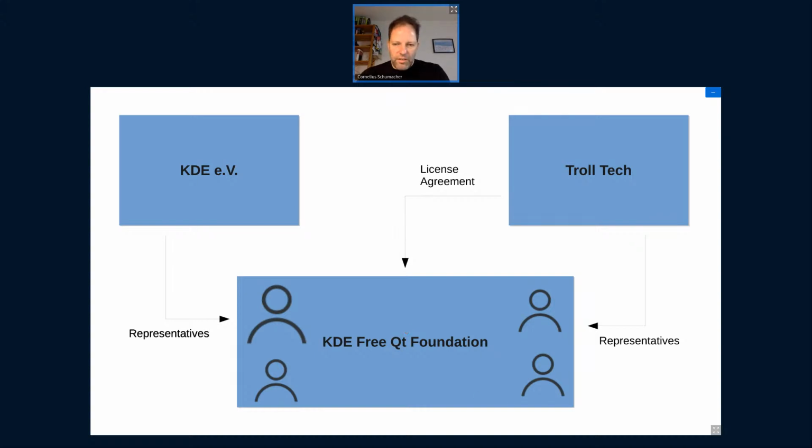And the foundation is actually a very small thing. It only consists of two representatives of both sides, and they build the board of the foundation, which takes the decisions. And there's a twist there, because KDE has a majority in case of ties. So if there is a 2-2 voting, then KDE decides about the result, which gives KDE the leverage to actually keep the license of Qt free in case something happens.